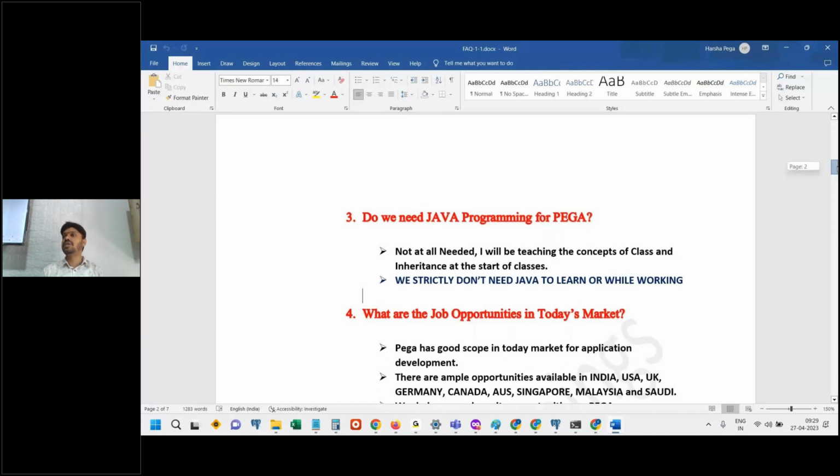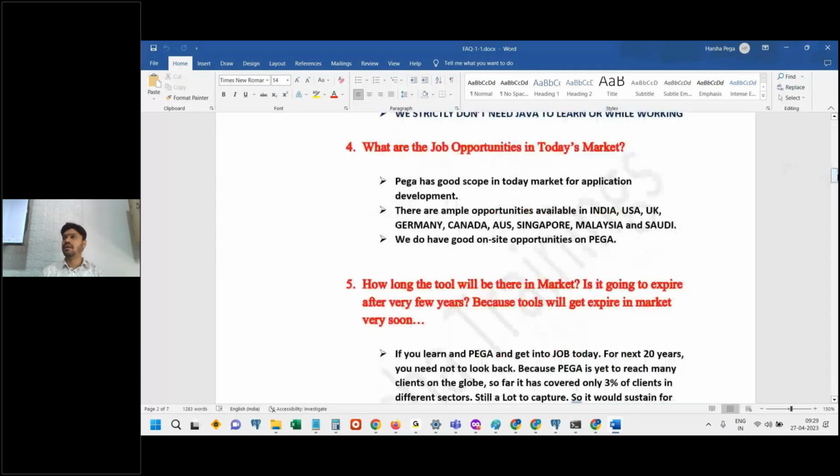What are the job opportunities in today's market? You know about today's market, the IT industry, every one of you knows. The job opportunities for PEGA are always good in the market. I have never seen a downtime for PEGA in these 14 years. Recently we are seeing a dip, not for PEGA but for every technology, a little bit down because of the overall market recession, that you know. That is happening everywhere. We are in a much better position compared to the USA and UK, but those are the two major players in the world.